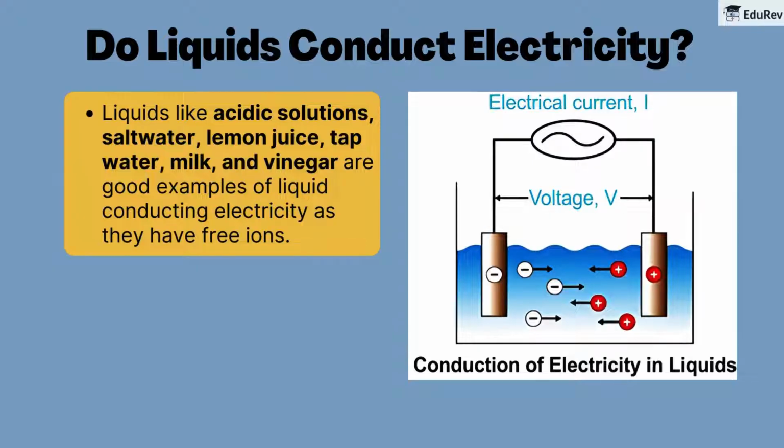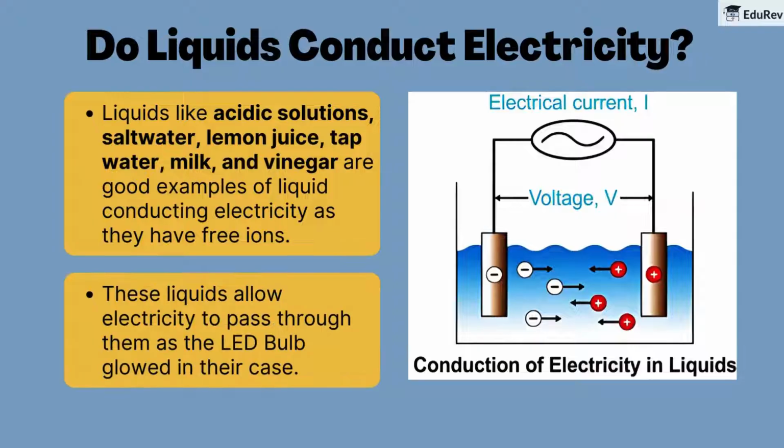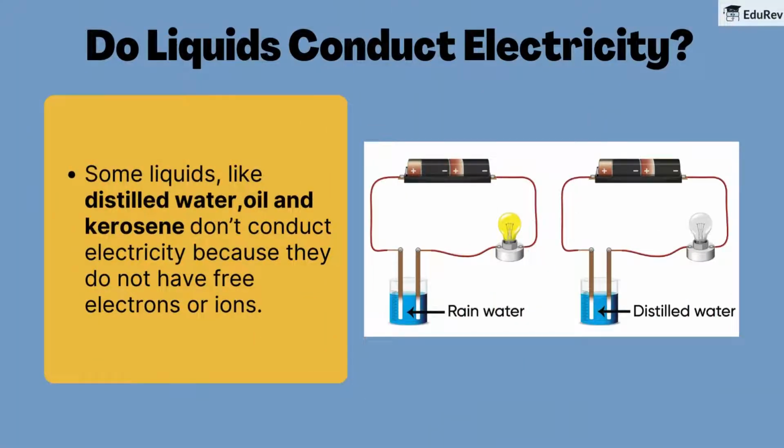of liquid conducting electricity as they have free ions. These liquids allow electricity to pass through them as the LED bulb glowed in their case. Some liquids like distilled water, oil, and kerosene don't conduct electricity because they do not have free electrons or ions.